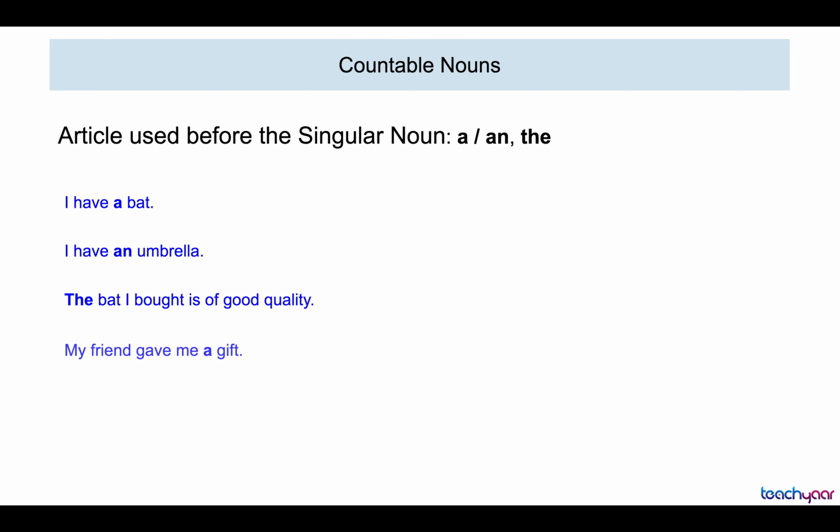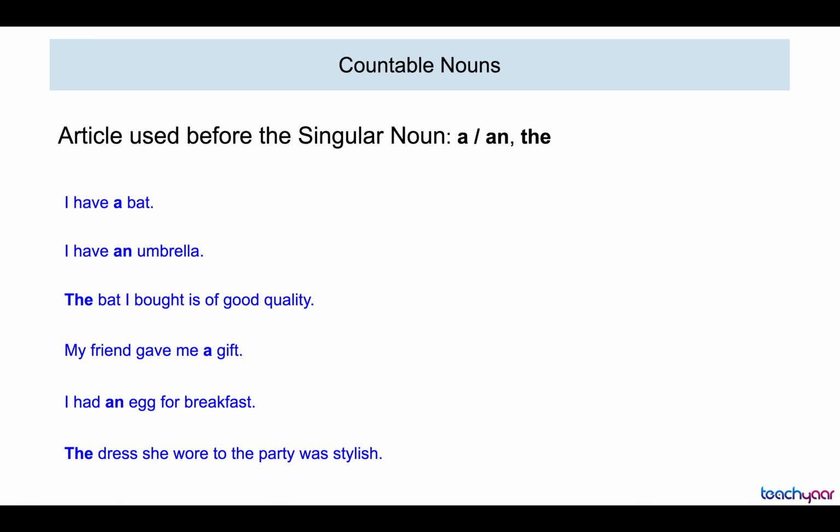Let's see some more examples. My friend gave me a gift. Now here we have two nouns, friend and gift, but we are talking about gift, a gift. So it is one. I had an egg for breakfast. Egg, singular, has a vowel sound in the beginning. So we have an egg. The dress she wore to the party was stylish. We are talking about the dress, a particular dress. It's only one. So we are using the determiner the.